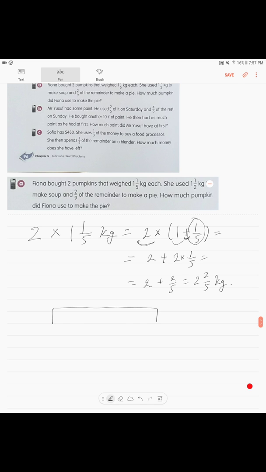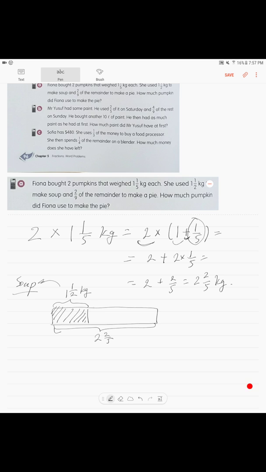And you draw your unit bar, total weight. Total weight is 2 and 2/5 kilogram, right? Now she used 1 and 1/2. So this part is 1/2 kilogram, and she used it. She used it for what? She used it for soup, right? To make a soup.